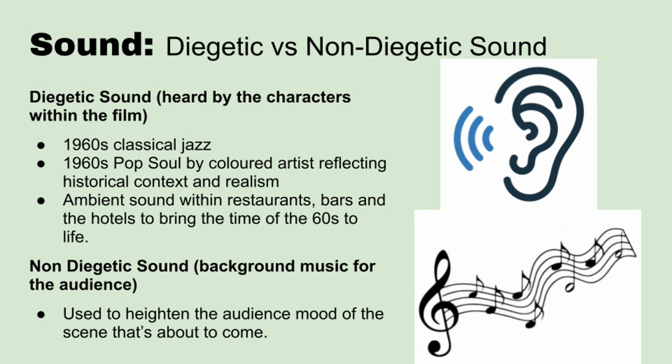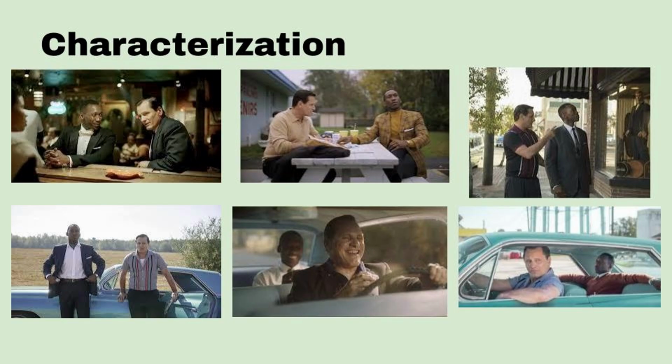foreshadowing the movie and bringing the time to life. And looking at non-diegetic sound, we can see lots of violin being used, and other sounds being used to heighten the mood for that scene and also scenes to come. Next will be characterization, focusing on how the two main characters develop as the movie goes along.